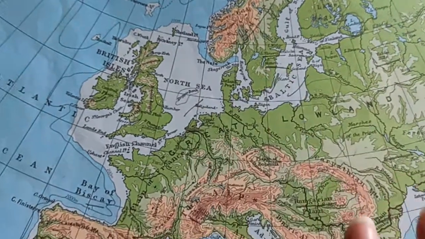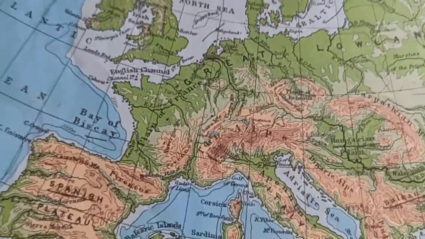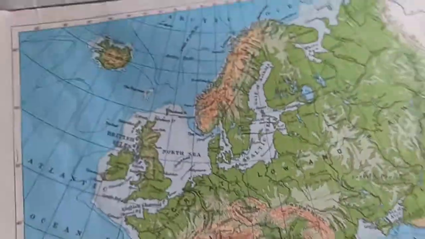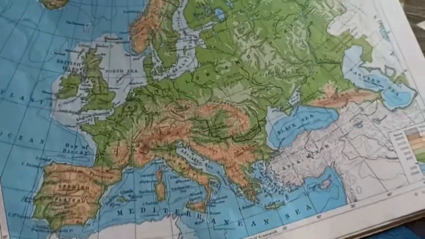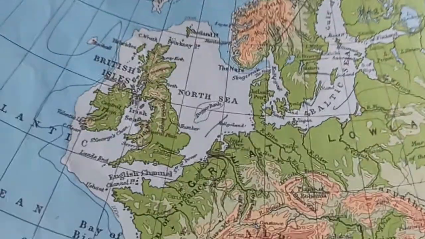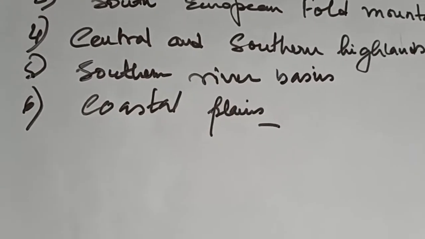Why is this region such a fertile plain of Europe? The reason is that all the river valleys are present in this section. The rivers carry silt, which is fertile alluvium, and it gets deposited in the plainland region, making the land fertile. Okay. The next landform division is the coastal plains.